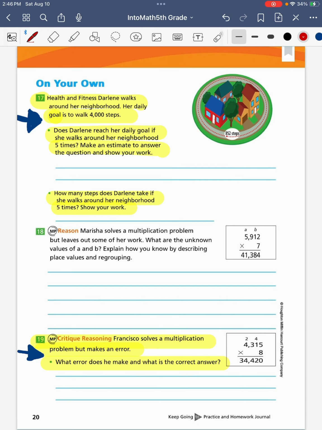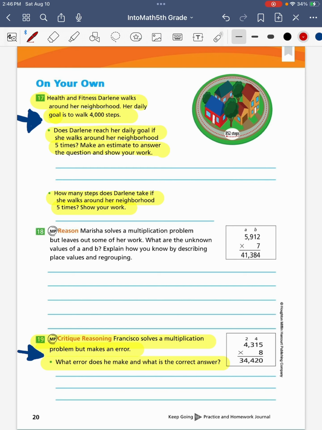To finish off today's lesson, we're going to be doing problems 17 and 19. We're going to do these on the worksheet page 20, as we are provided with enough space. For number 17, this is a health and fitness question. Darlene walks around her neighborhood. Her daily goal is to walk 4,000 steps. Does Darlene reach her daily goal if she walks around her neighborhood 5 times?